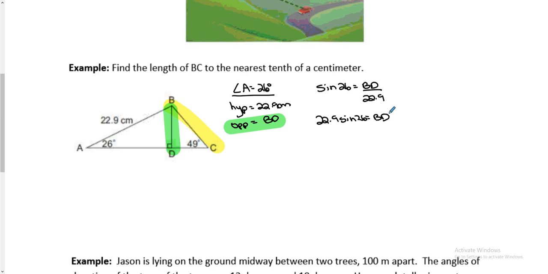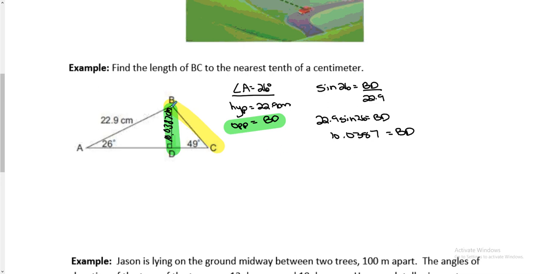Plug that into our calculator exactly as it looks. 22.9 sine 26 is equal to 10.0387. I think we said to keep to 4 decimal places once upon a time. Okay, so this gives us some useful information now. 10.0387 centimeters. We could keep that more exact if we wanted, but I think this will be just fine.